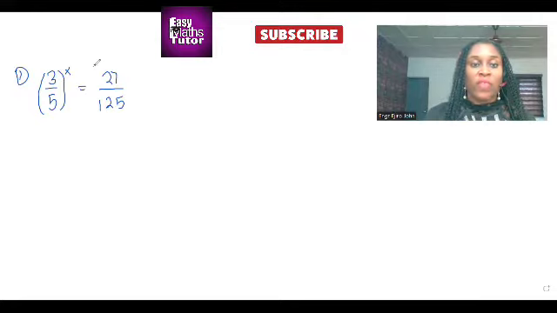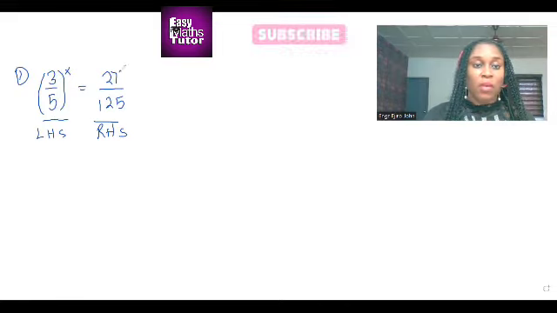For us to find the value of x, we have to make sure that the right-hand side of this equation looks like the left-hand side. And when it looks exactly like the left-hand side, we will equate the powers. All right, so let's go right ahead into that. 27 we know is 3 raised to power 3, while 125 is 5 raised to power 3.